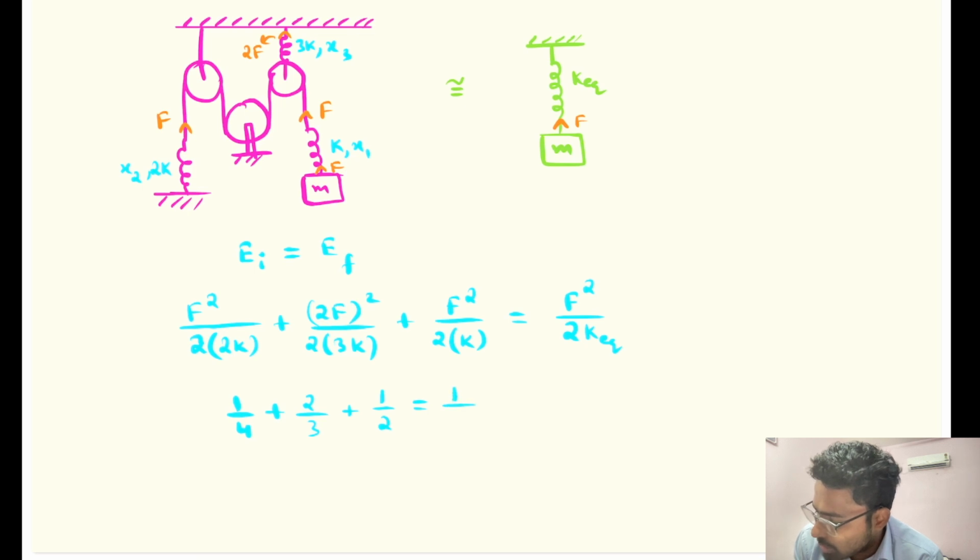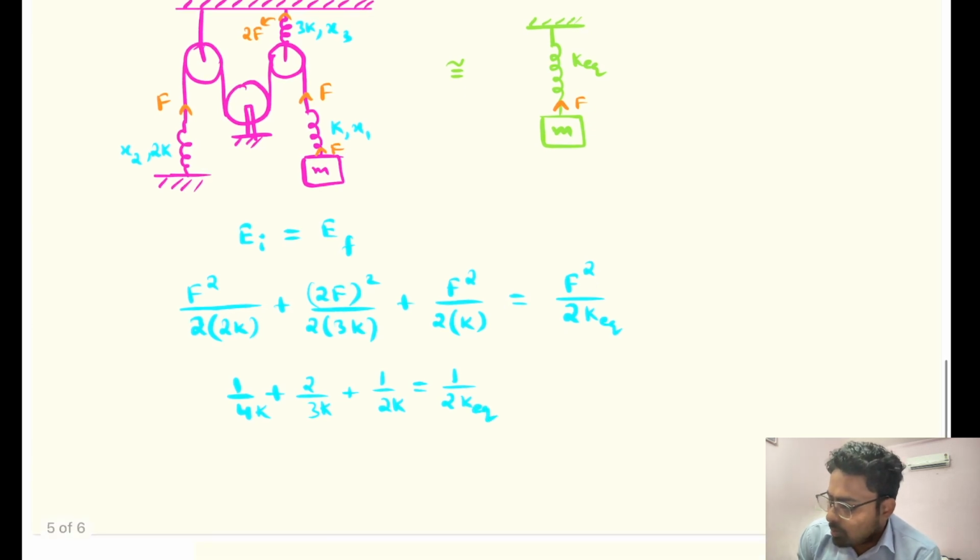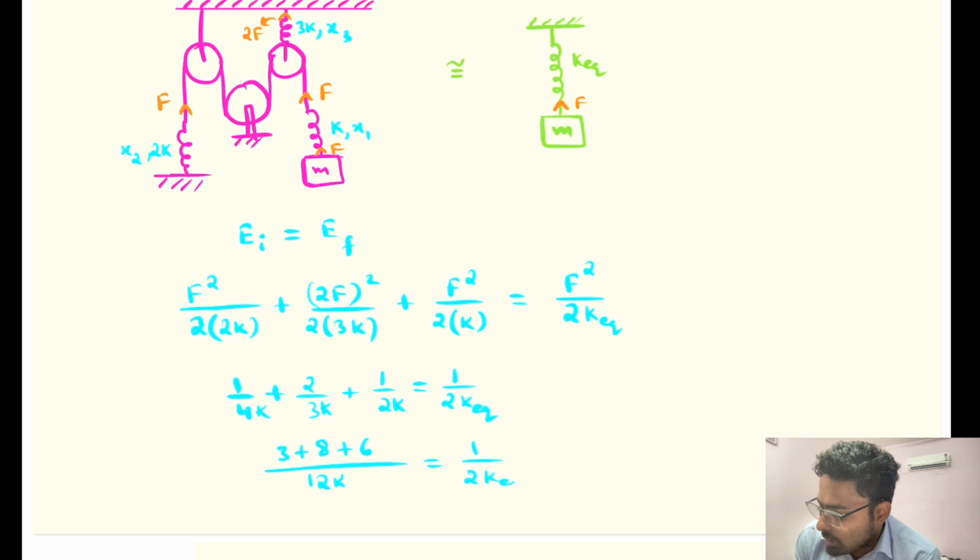1 by k, I forgot the k, and then only I have cancelled F square. So 1 by 4k, and here 4 by 6, 2 by 3k, and here 1 by 2k, and F square got cancelled, equal to 1 by k equivalent. So then what is the LCM that I can take from here? I can take 12k as the LCM. If I take 12k LCM, then we get 3 plus 4 twos are 8 plus 6, which is equal to 1 by k equivalent.